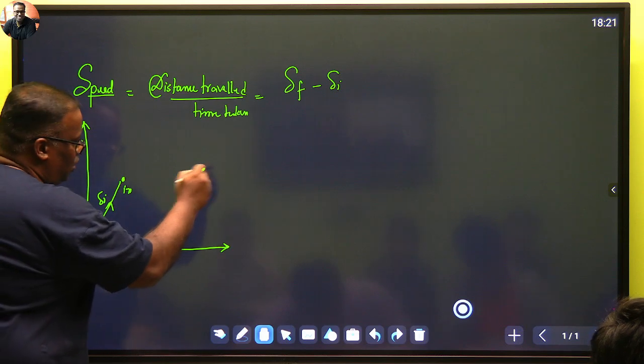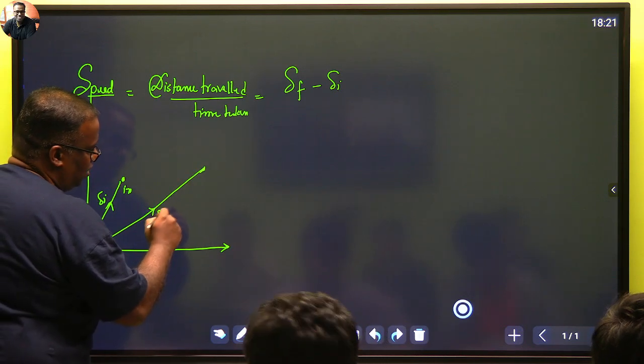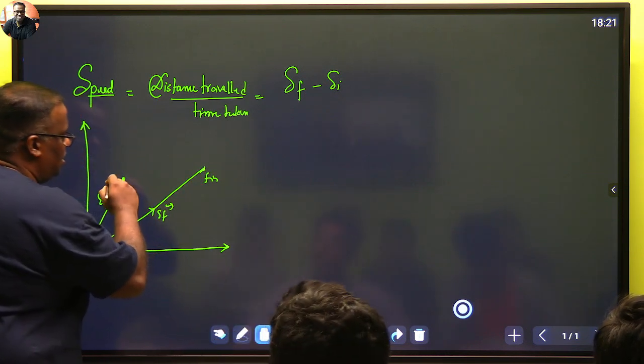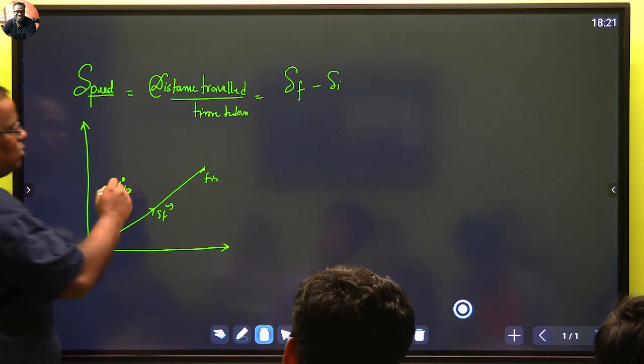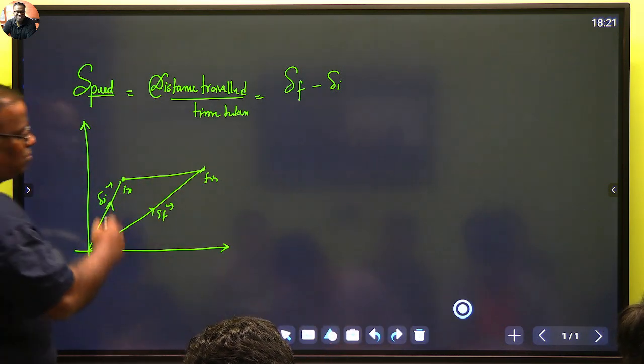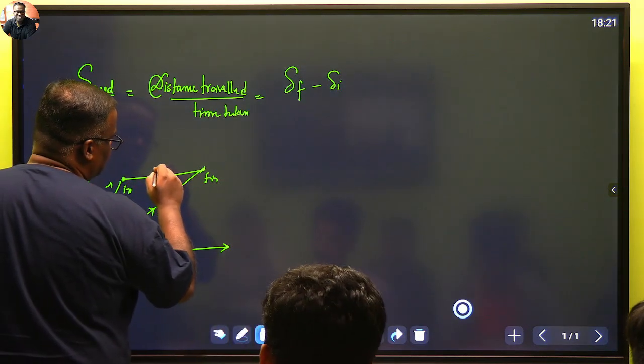And this is my what? S final. This is the final point. These are vectors. So what is my displacement? My displacement is always from S initial to S final. This is my displacement. So how do you write the displacement? Let this quantity, I don't know, let this quantity be something like R.